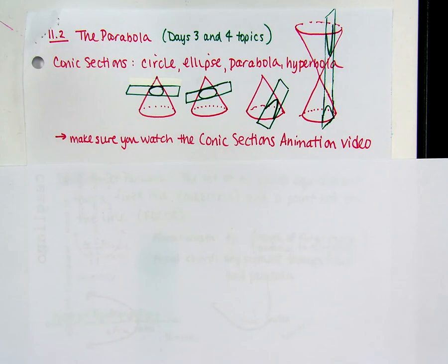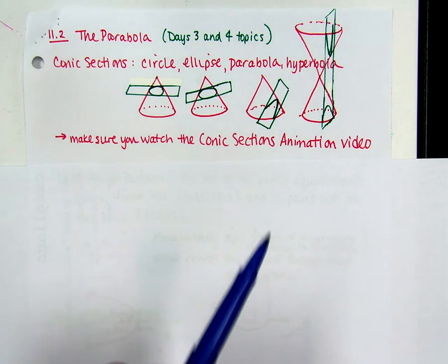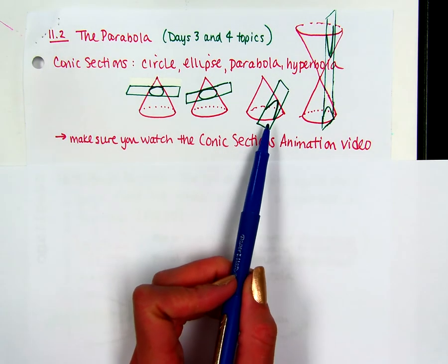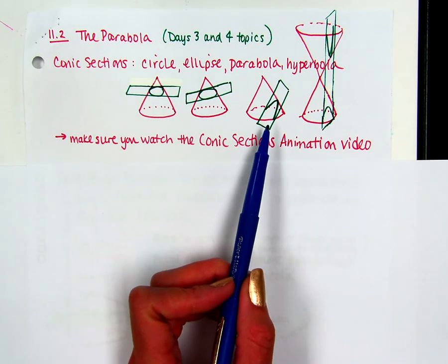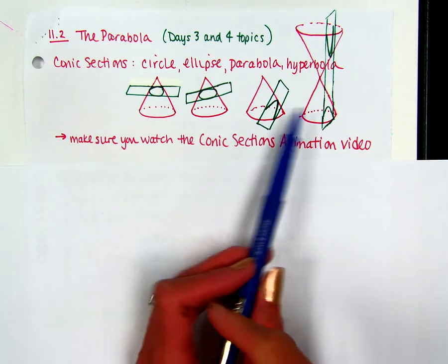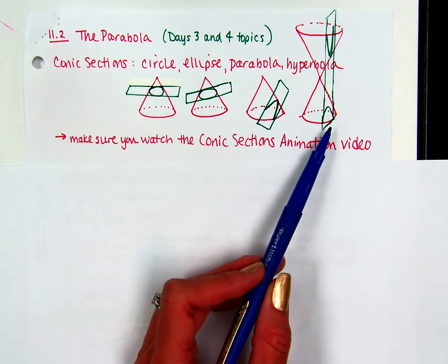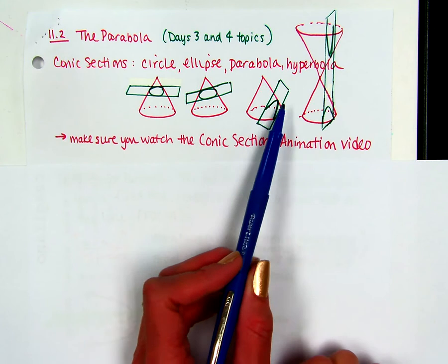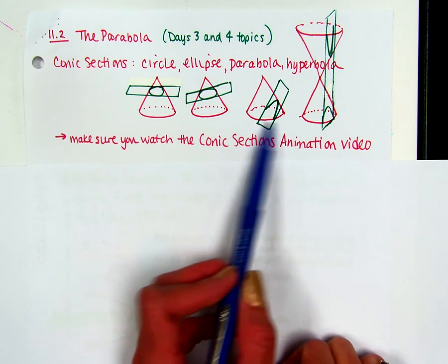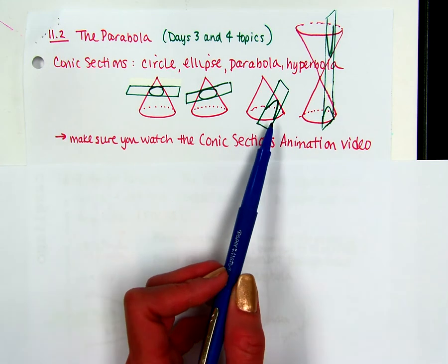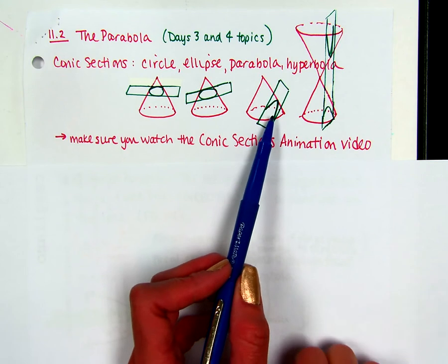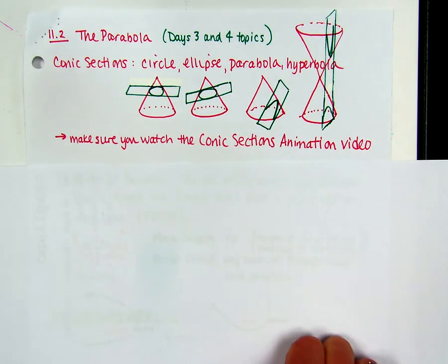All right, so today we're going to talk about parabolas, and you should have already seen the Conic sections animation video that's on this playlist, and if you haven't, then make sure you go back and do so. But parabolas are created by a plane intersecting the cone at an angle that's not 90 degrees. So that would create a hyperbola. If it intersects at an angle and intersects the base of the cone, then it creates a parabola. So that's what we'll talk about today.